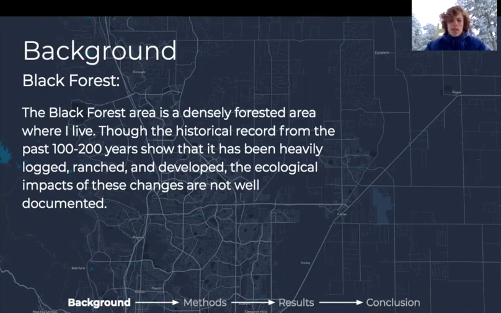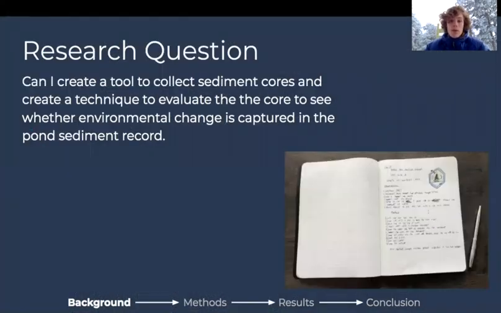And so basically that's what I wanted to do with this project. My research question was, could I create a tool to collect sediment cores and create a technique to evaluate the cores to see whether environmental change is captured in the pond sediment record?